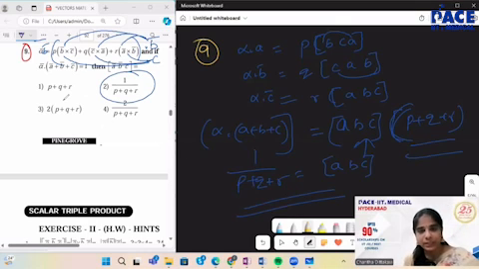Clear? Right. So these are a few questions on the scalar triple product. The next coming video will be solving a few more questions on scalar triple product, and we'll be quickly moving ahead with our vector triple product. There ends our complete vector spaces.